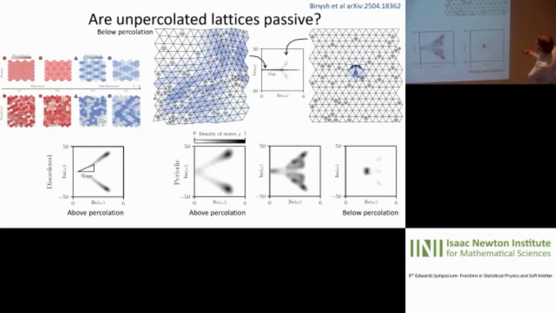But what's happening is you go through this percolation transition, now going from below percolation here to the percolated case, is that this real frequency gap comes down all the way to the origin, and you have acoustic phonons that come in with imaginary frequency when you have a macroscopic active response.